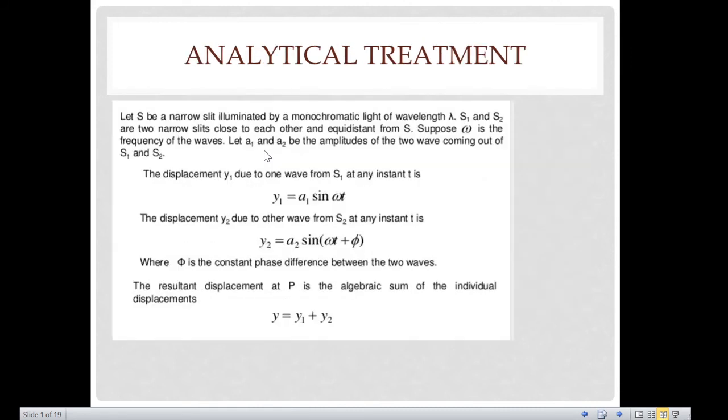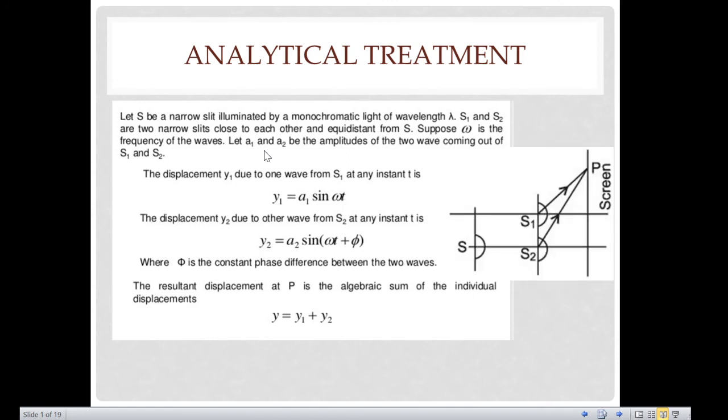Now let us move on to the analytical treatment of the theory of interference. For this, we are considering a narrow slit S illuminated by a monochromatic light of wavelength lambda. S1 and S2 are two narrow slits close to each other and equidistant from S. And P is a point on the screen placed at some distance from S1 and S2. Since S1 and S2 are coherent sources, they give out light waves of the same amplitude. But the light waves from S1 and S2 have to travel unequal paths in reaching P. This is very clear from this picture. Light coming from S1 and S2 are traveling at unequal paths.